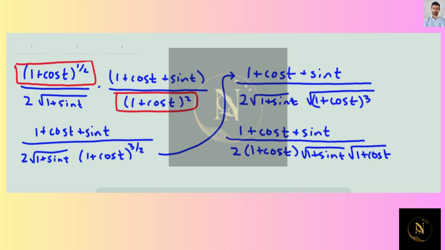We could put them in the same square root sign, couldn't we? So if we do that, we'll call it done. So let's put these inside the same square root sign. We have the square root of 1 plus sine t times 1 plus cosine t.